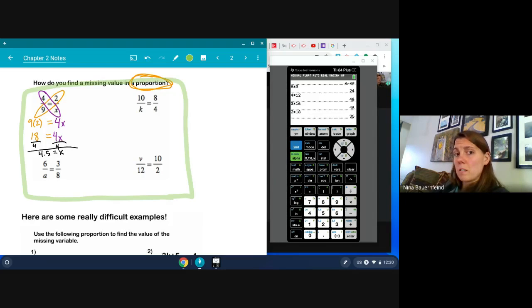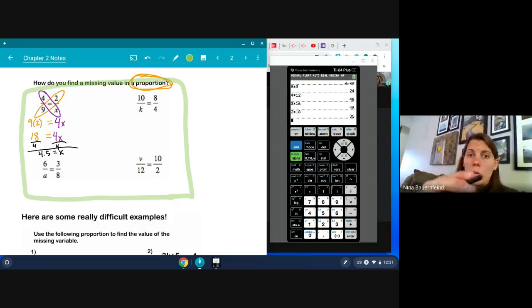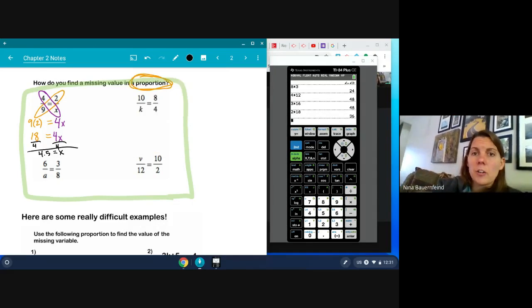Okay, 30 more seconds. All right, so my alarm just went off. Okay, so we already solved one. Here are the 2 steps.